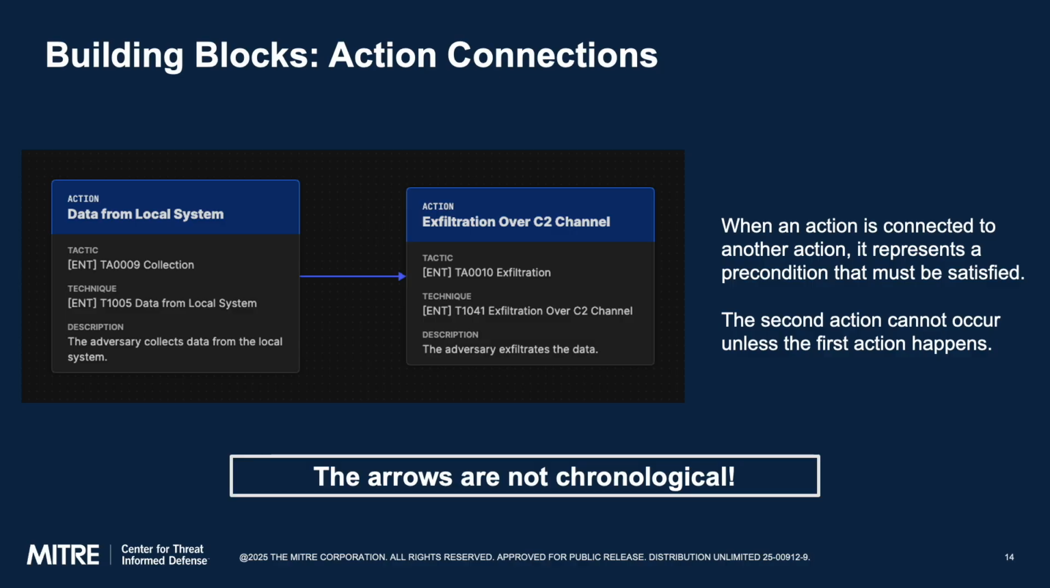The most important thing that you can do with actions is to connect them to one another. When an action is connected to a subsequent action, the first action represents a precondition that must be satisfied. In this example here, the exfiltration over C2 channel cannot happen until the data collection from local system is successfully completed. As a reminder, the arrows in attack flow are not chronological. They are illustrating chains of cause and effect.